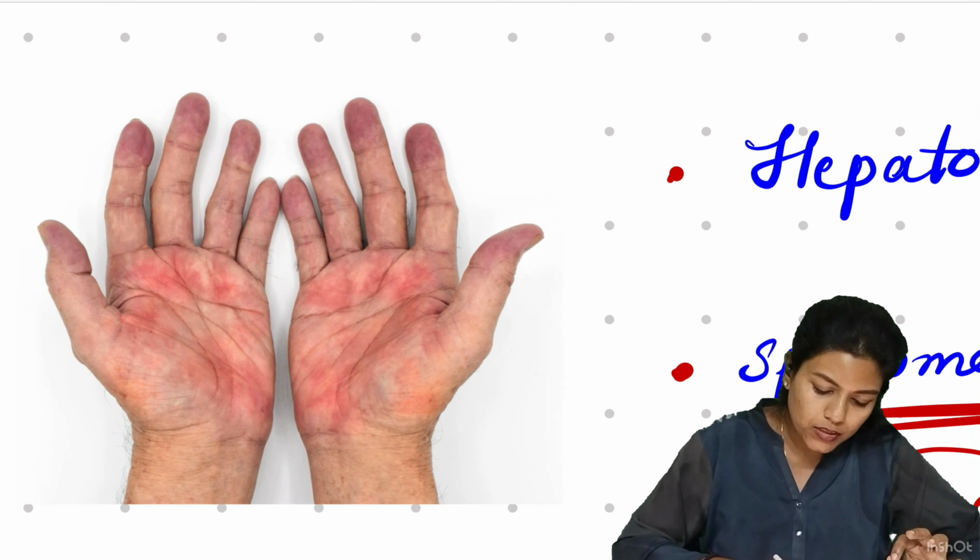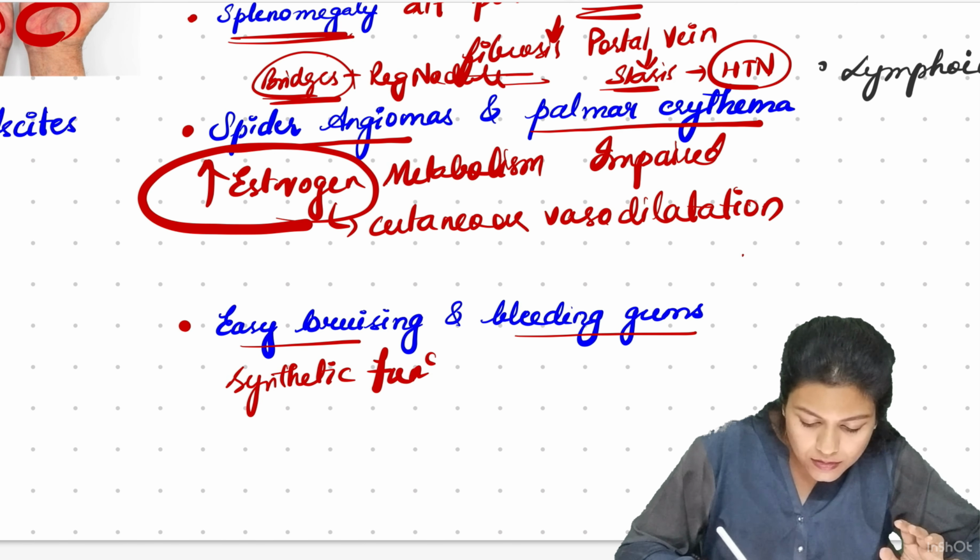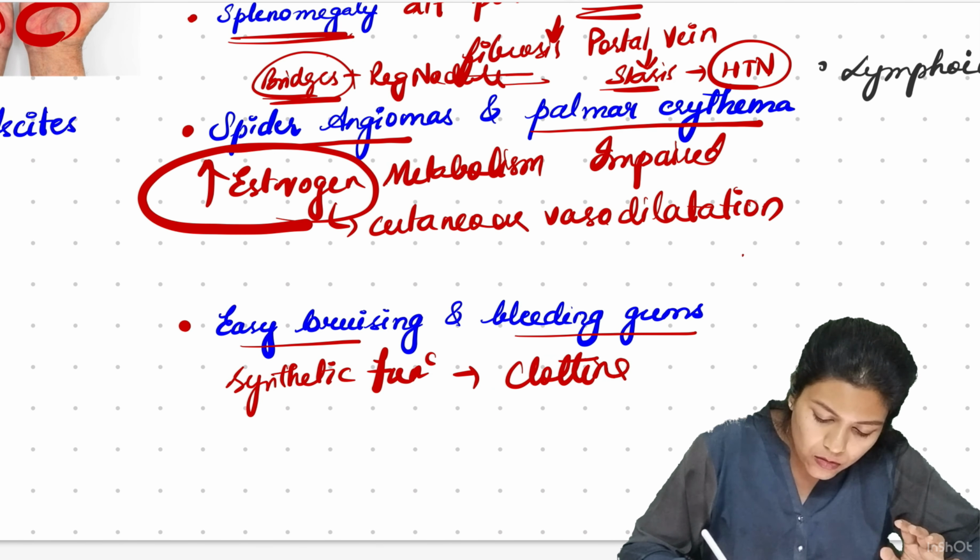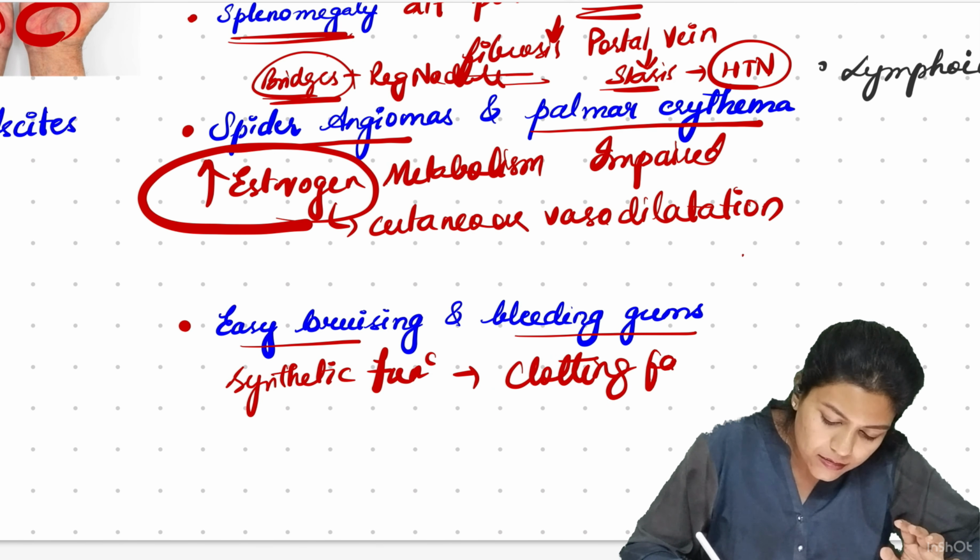And there's easy bruising and bleeding gums. This is because of the loss of synthetic function of the liver. The synthetic function is to synthesize clotting factors, especially 2, 7, 9 and 10. These are the clotting factors synthesized by the liver. So because of liver failure, that is the synthetic activity goes down, clotting factors are not produced, because of which easy bruising, bleeding gums and bleeding tendencies increase because of loss of synthetic function of the liver.